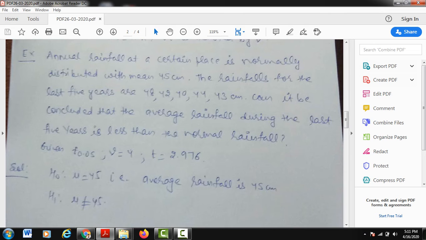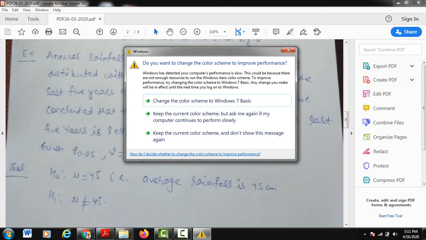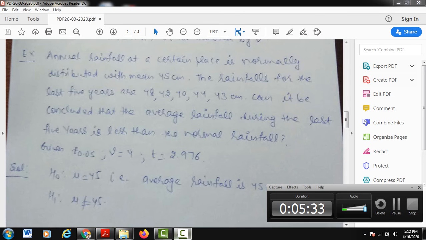As the very first step of the testing is to set up the null hypothesis, so I am taking mu is equal to 45 as the null hypothesis. That is, the average rainfall is 45 centimeters. And the alternative hypothesis, which is opposite or the complement to the null hypothesis, is mu is not equal to 45.